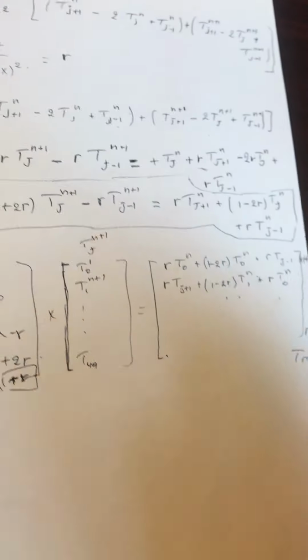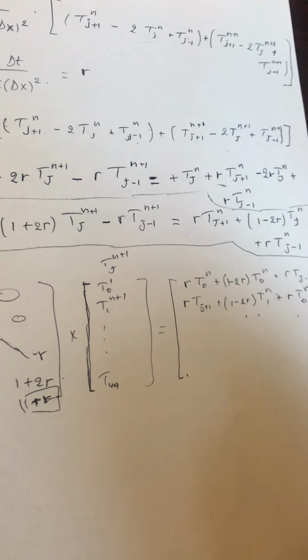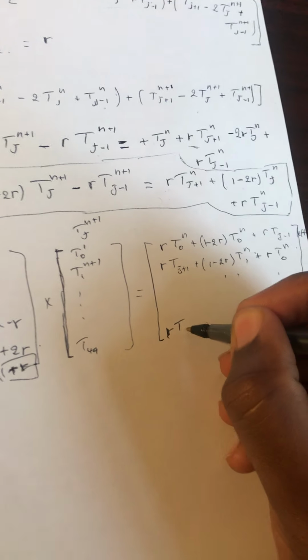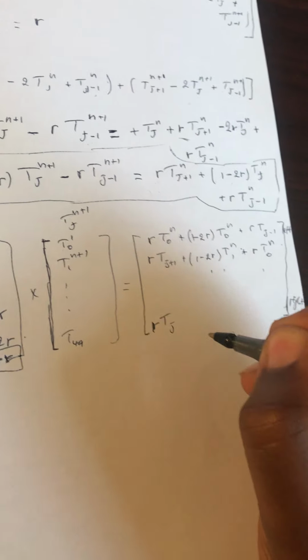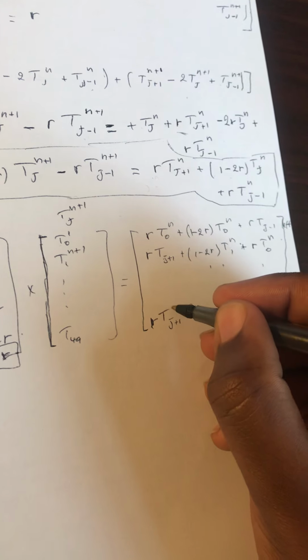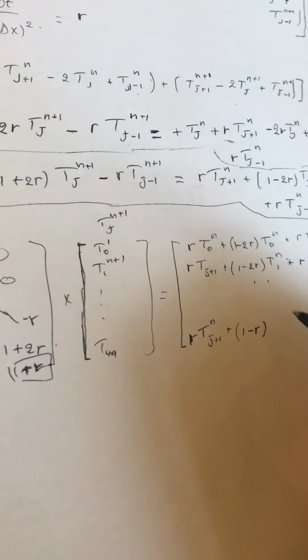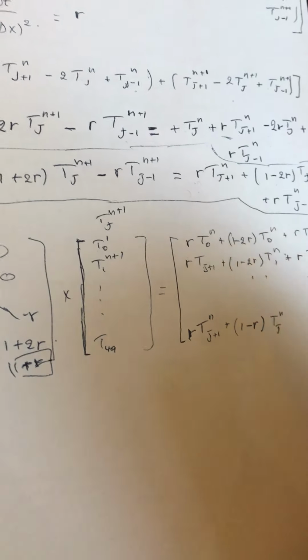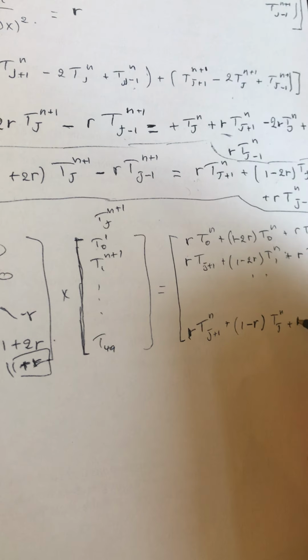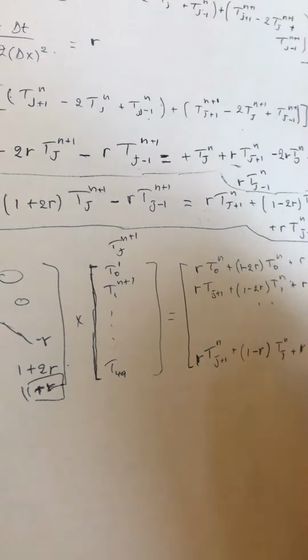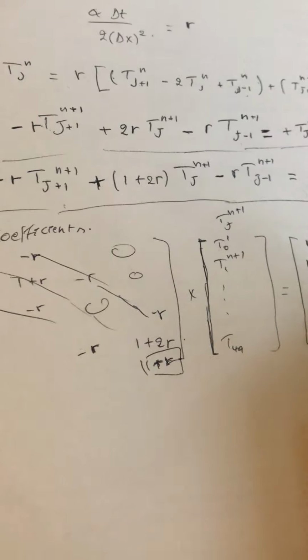So when we write out the equation for our final temperature, it's going to be rT_{j+1}^n plus (1 minus r), instead of 1 minus 2r, T_j^n plus rT_{j-1}^n. Okay, all right, and that should be it.